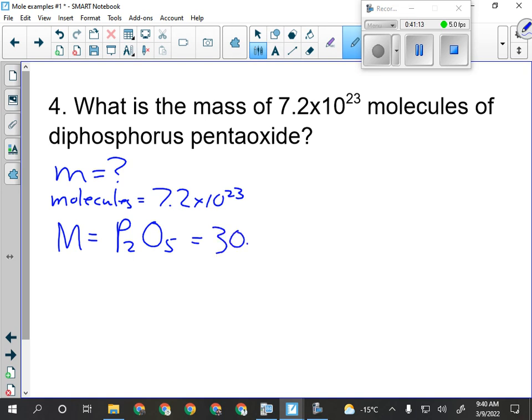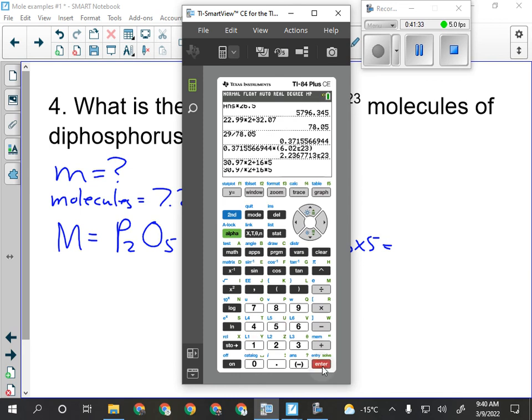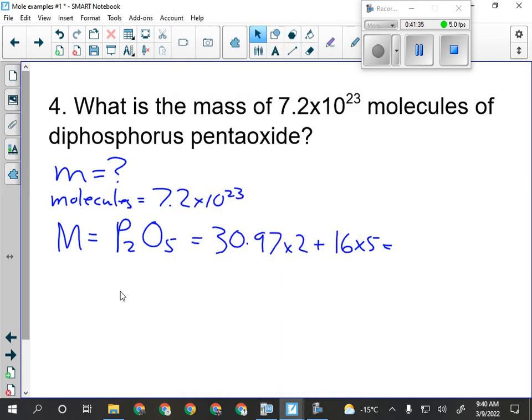So we got 30.97, right? Okay, times 2 plus 16 times 5. All right, so we're looking at 141.94 grams per mole.